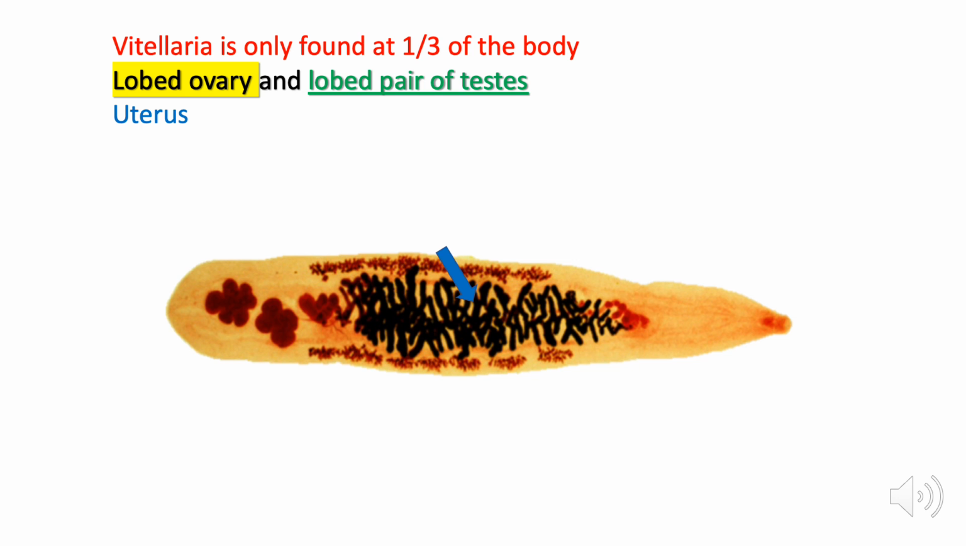Do you know what will help us identify whether the worm is Clonorchis or Opisthorchis? The paired testes. The paired testes of Opisthorchis are lobulated, while the paired testes of Clonorchis sinensis are branched or dendritic.